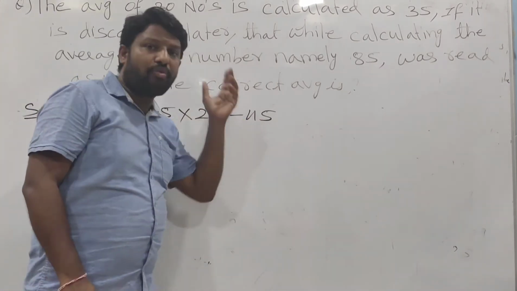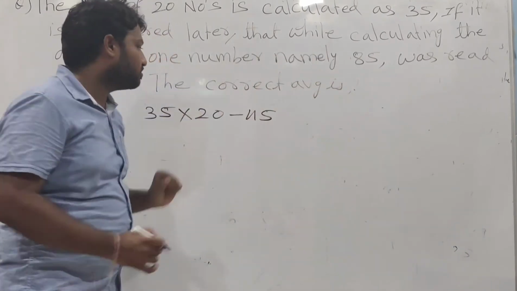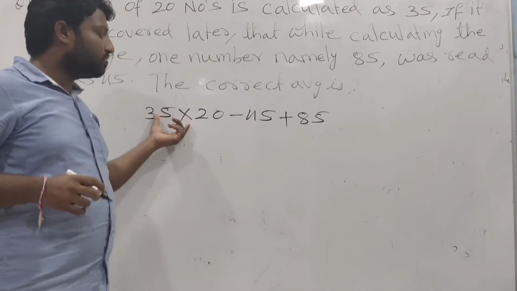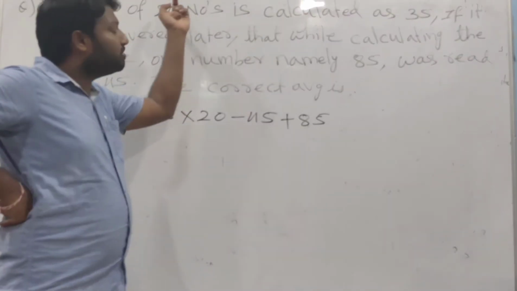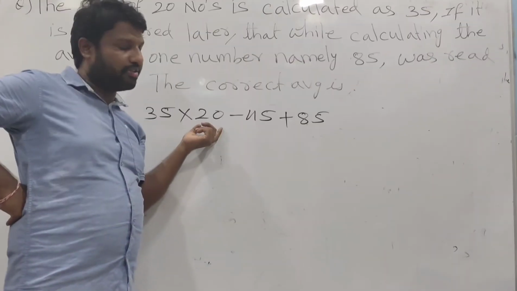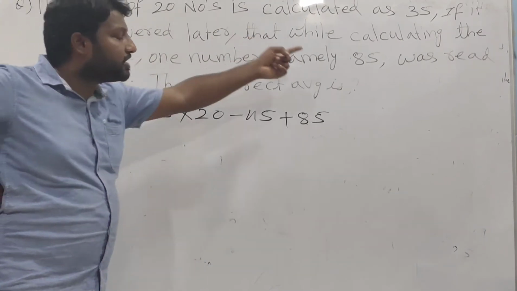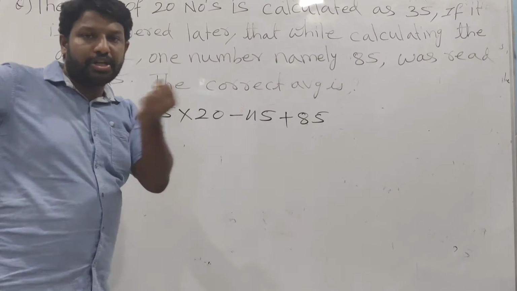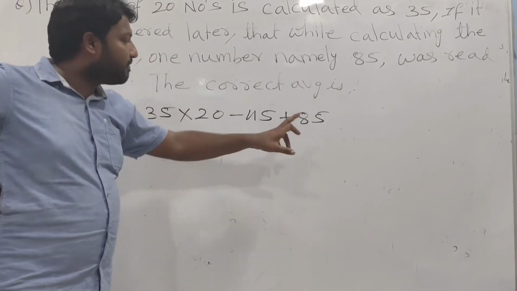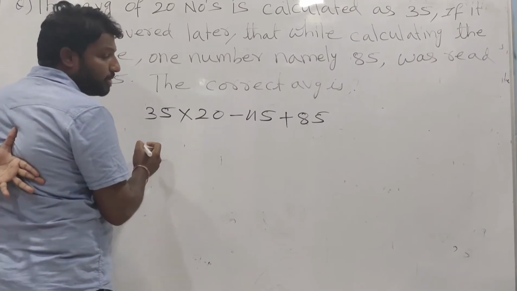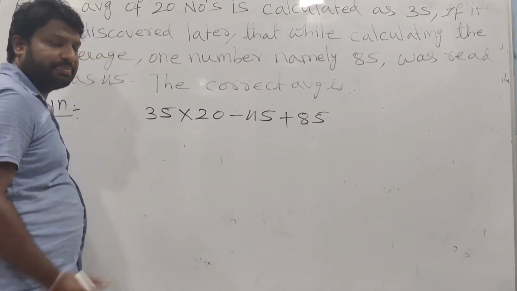Now, in place of 45, what should be there? 85 should be there, so I will take 85. Now I am getting the sum. Sum means average into number of observations, that is 35 into 20. In this total sum, 45 is there because you have taken 45 instead of 85. So I am subtracting that, and adding what it has to be, 85. If I calculate this, I will get the sum.